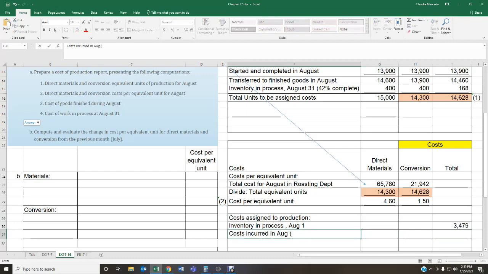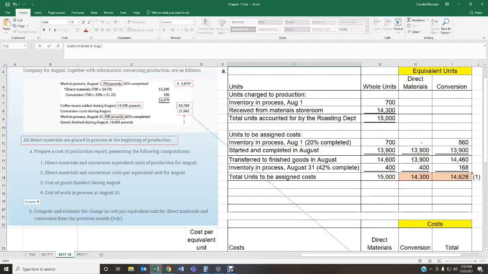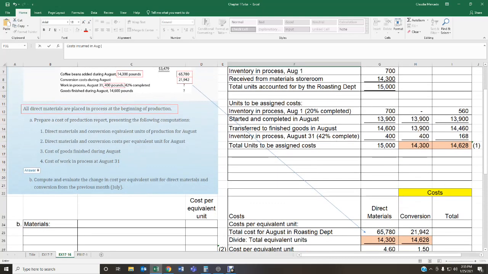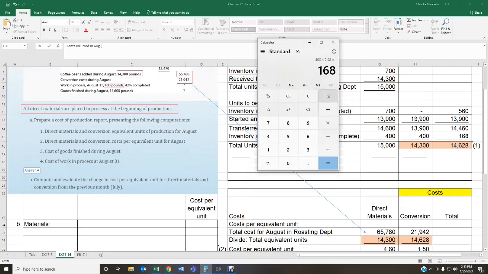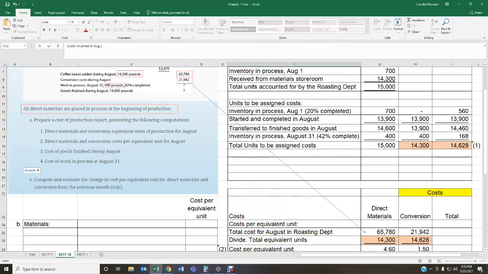And that cost is provided to you: for your materials, $65,780 for the pounds of coffee, and then the conversion cost of $21,942. So if you add those two together, $65,780 plus $21,942, that gives me $87,722.